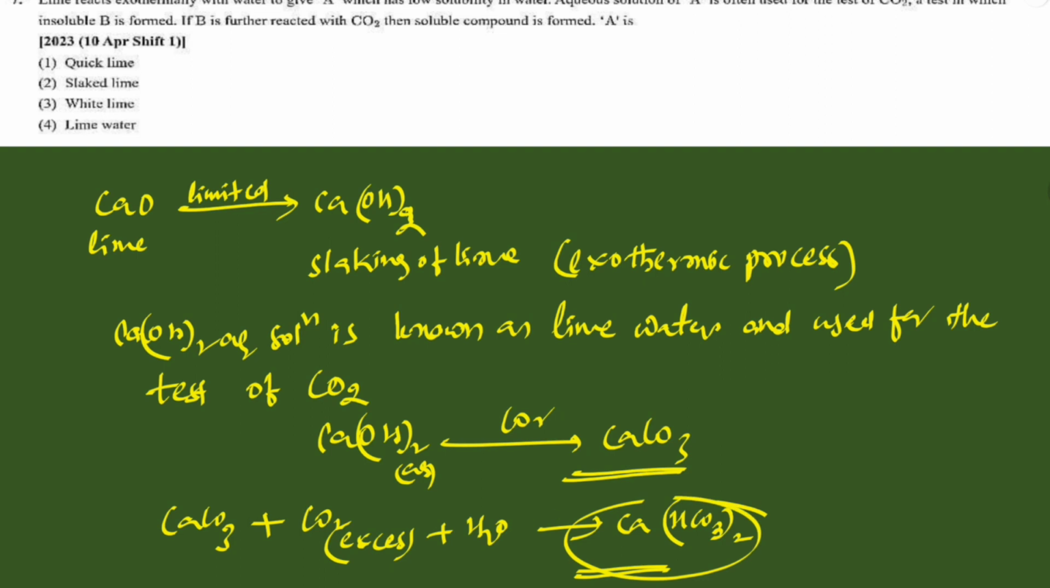According to our question, lime reacts exothermally with water to give A, which has low solubility in water. An aqueous solution of A is often used for the test for CO2. Yes. B is insoluble. If B further reacts with CO2, then a soluble compound is formed. A is the slaked lime, so the answer is option 2.